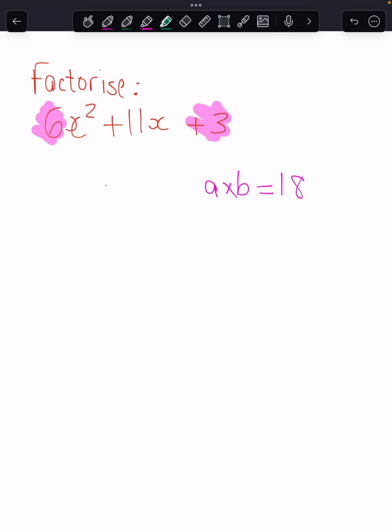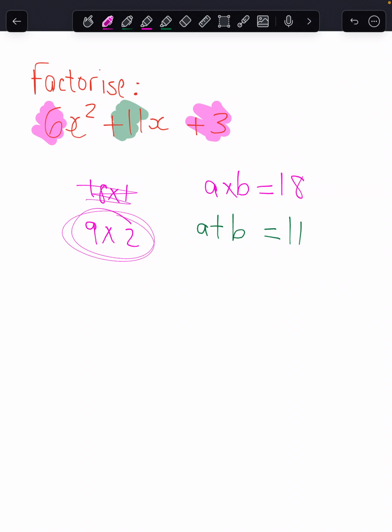And the second condition is that those two numbers must also add up to the number in the middle. So a plus b must be equal to 11. Okay, so then I start thinking about factors of 18. The obvious one is 18 times 1, but if I add that together, I don't get 11, so that's not it. And then the next one is 9 times 2, and if I add those together, I get 11. So this is the winning pair.